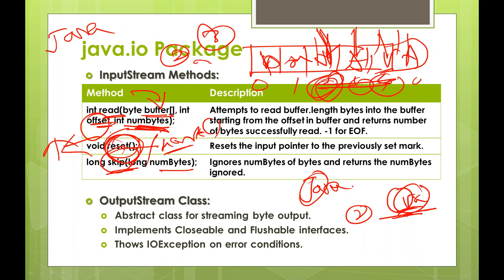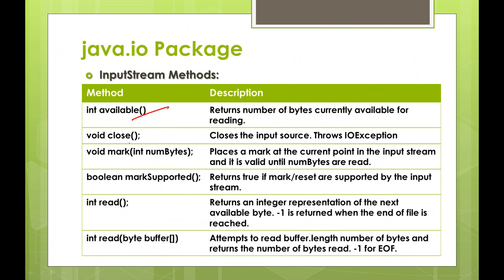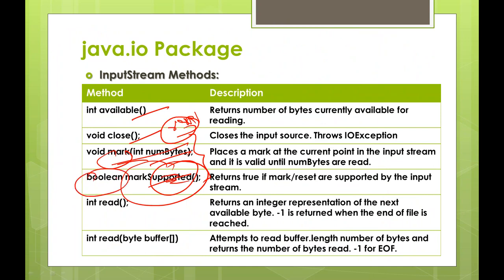So these are the basic methods available for your input stream: available, close, mark supported, and reset. Mark and reset are the ones which are used in conjunction. If you want to check whether a particular stream implements these two methods, you can check with the markSupported method. It returns true for any input stream which implements mark and reset, and false for others.